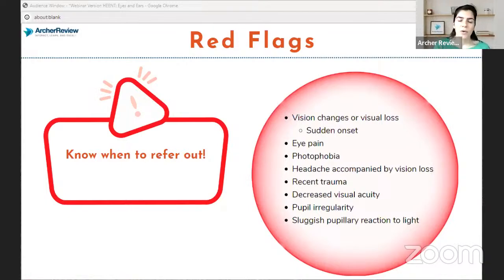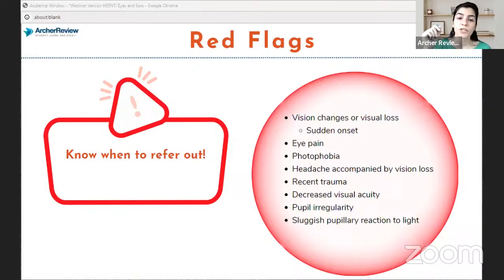Also, eye pain. Patients might come in describing a little bit of eye discomfort, but if they have a lot of pain, they can't even open their eyes, it's not good. Should be a red flag for you. Photophobia is the same. If they're having sensitivity to light, again, same thing. Some patients might say with their migraines they have some ocular symptoms, but this is really like they cannot open their eyes. It's really sensitive to light. That is a red flag for you, right? If they have a headache with that vision loss, that's a red flag. Any recent trauma to the eye, that's a red flag.